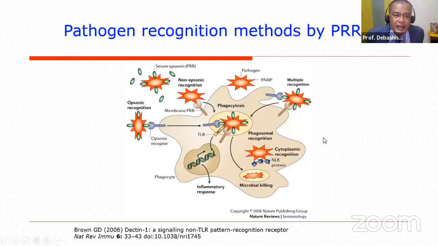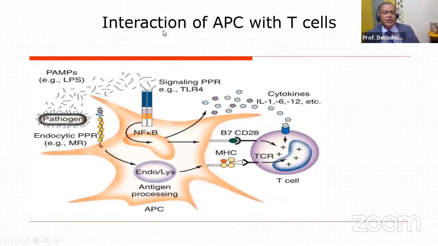So, the interaction of antigen presenting cells with T cells: again you can see the PAMPs act through lipopolysaccharides in the bacteria, and they may be endocytosed, and antigen can be processed through MHC to T cells, producing cytokines which act on bacteria to kill them, or it may be through the signaling PRRs like the TLR4 pathway, and it causes upregulation of NF-kappa B, producing pro-inflammatory cytokines again.